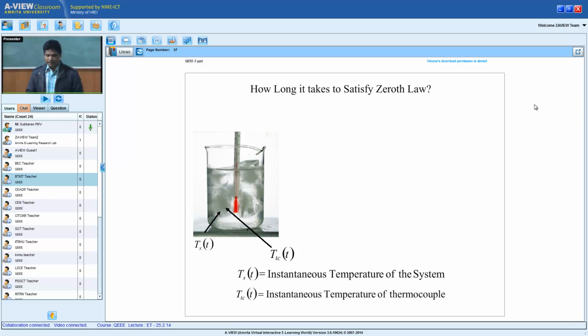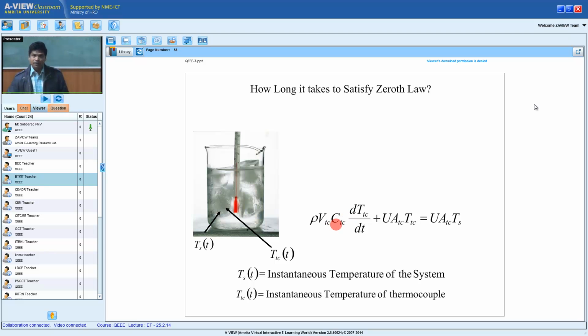The TC is the instantaneous temperature of the thermocouple, and this is the one. So all of you will learn, these are called first order systems. You may learn this particular mathematics later. I'm avoiding it because many universities may not be interested in it.